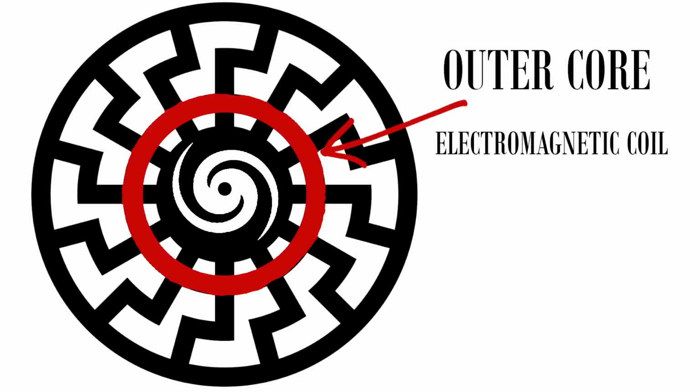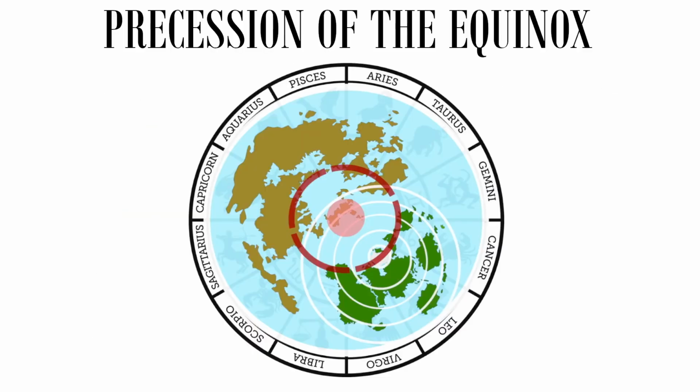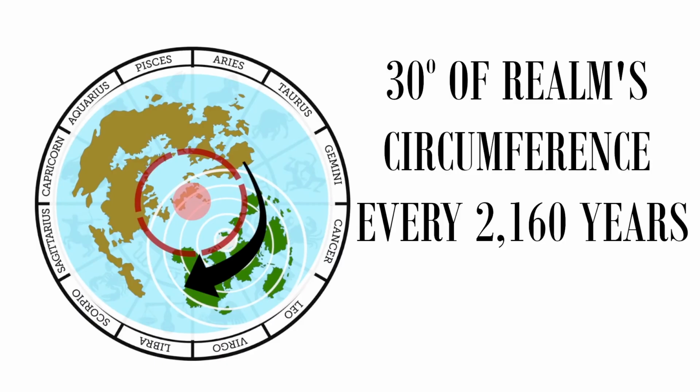And not only does this outer core move and take our magnetic North Pole with it, but it is highly likely that it moves in accordance with the precession of the equinox, in time with the stars above as they move from their fixed positions, which means that it probably moves 30 degrees of the realm's circumference every 2,160 years. The North Magnetic Pole is slowly moving, and it is as natural as the sun and moon's concentric journey above us.